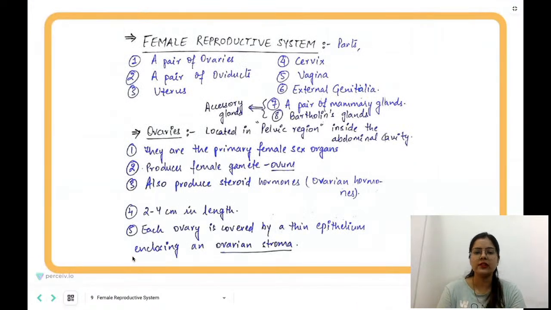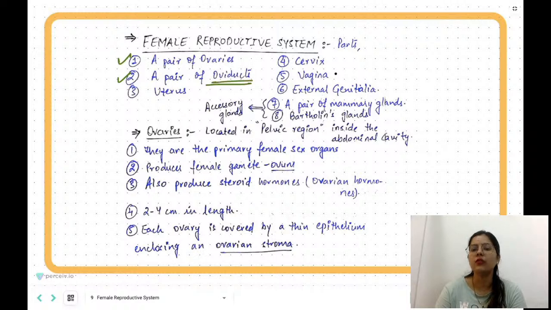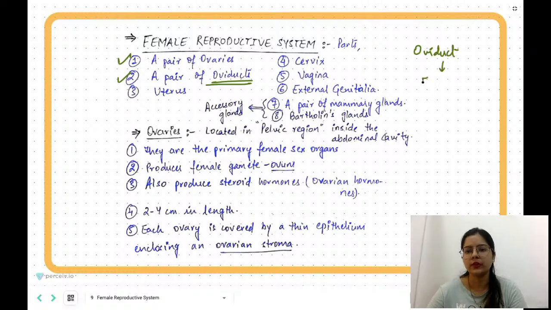Now, let's just take a quick recap of whatever components we have seen and studied. You can see over here that the female reproductive system consists of a pair of ovaries, a pair of oviduct. Oviduct is also known as fallopian tube. I have used the term fallopian tube, so the synonym of fallopian tube is oviduct only. So do not get confused with this terminology. It is basically a synonym.